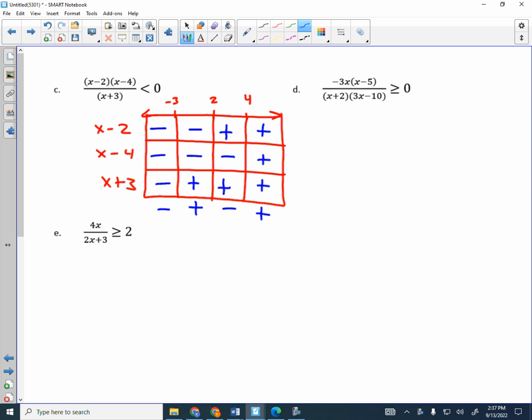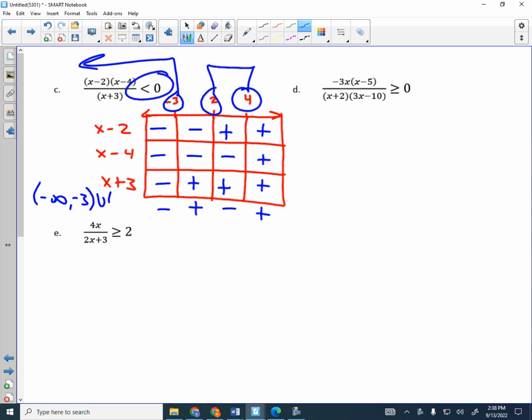So, am I wondering where this is positive, or am I wondering where it's negative? I'm wondering where it's negative. I'm wondering where it's less than 0. This graph shows me that it's negative here, and then it's negative here. It's negative between 2 and 4, and it's negative to the left of negative 3. That's what it tells me. So my solution set is as follows. Negative infinity to negative 3, union 2 to 4.